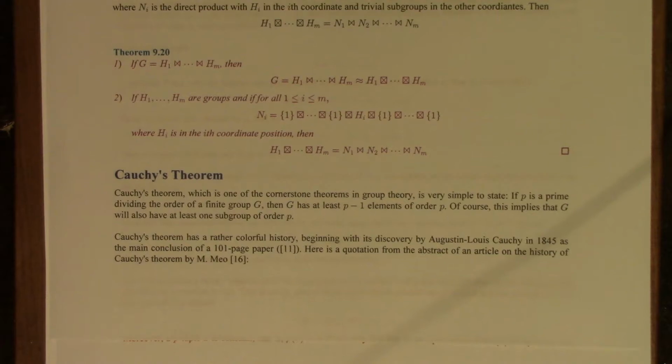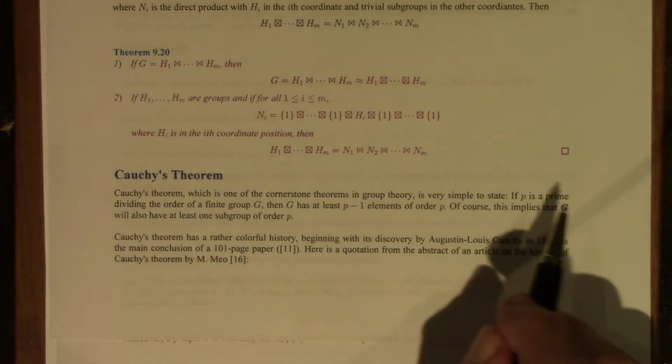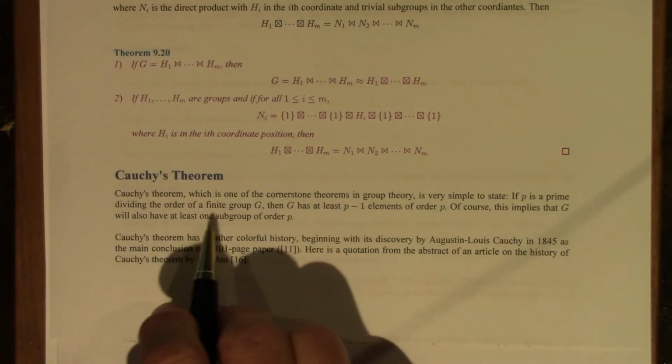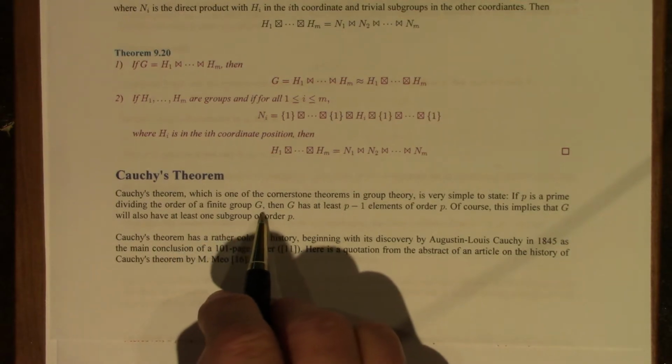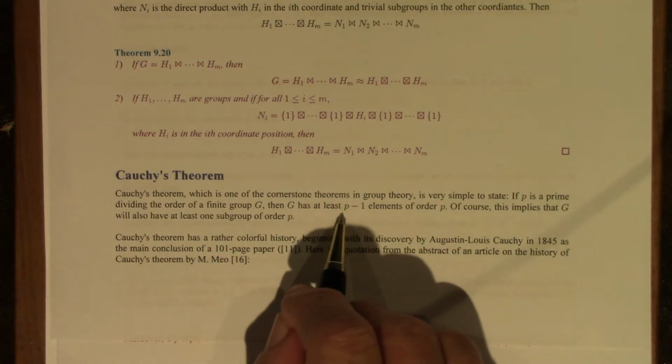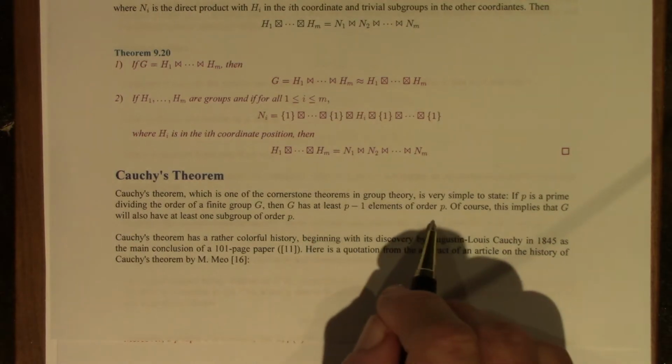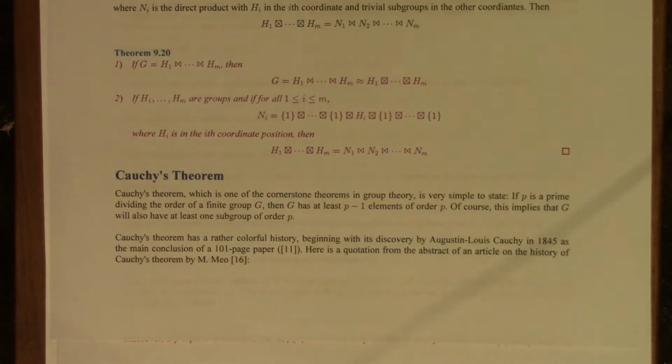Now let's take a look at one of the cornerstone theorems in group theory, along with Lagrange's theorem and Cauchy's theorem is Cauchy's theorem. Cauchy's theorem is quite easy to state. If P is a prime dividing the order of a finite group G, then G has at least P minus 1 elements of order P. And of course this implies that G will have at least one subgroup of order P.